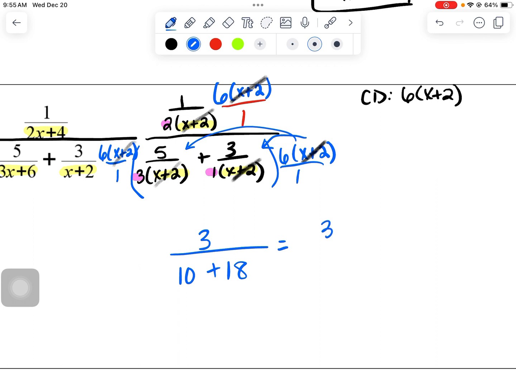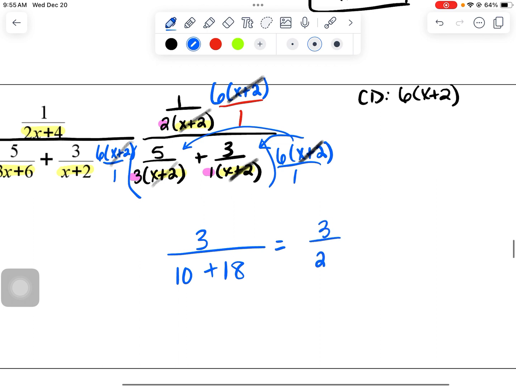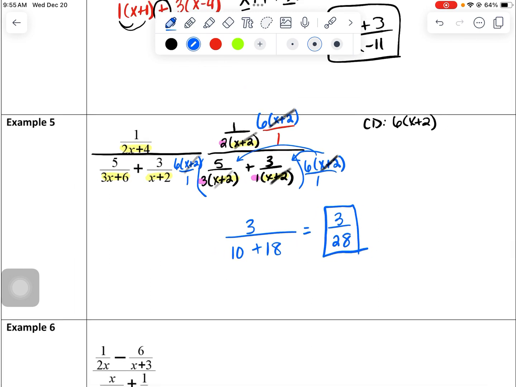And then combining like terms, I'm going to get 3 over 28. Is 3 divisible by 28? 2 plus 8 adds up to 10, so no. Okay, so that's my final answer.